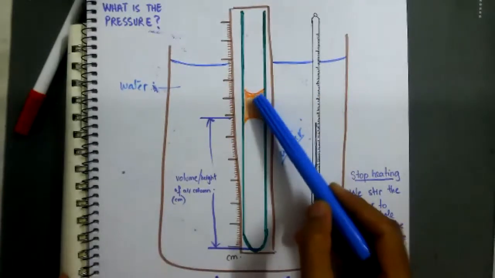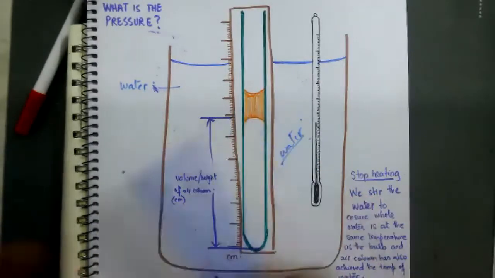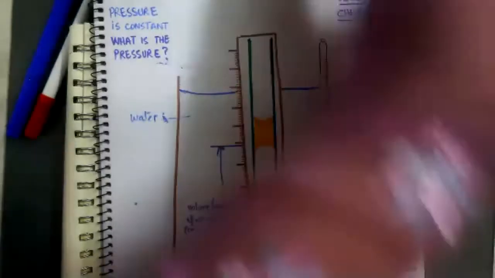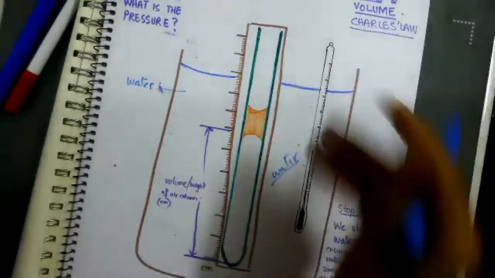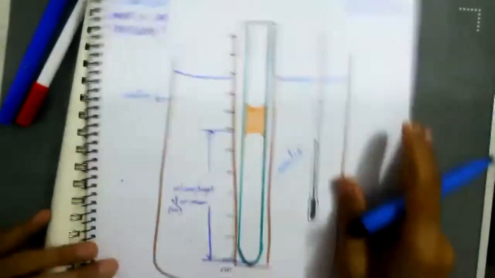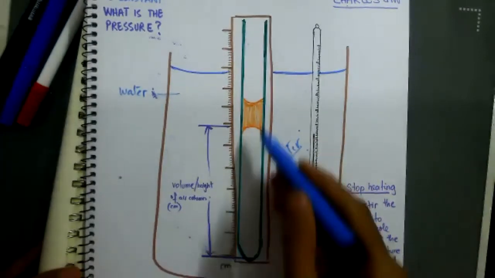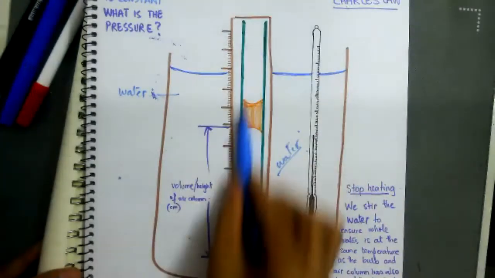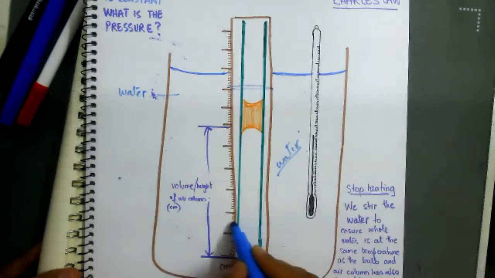And this is a drop or a few drops of sulfuric acid. Is it sulfuric acid, right? Yeah, this is sulfuric acid, and this is the column of air that we are studying. And this capillary tube is held against a ruler with the help of a rubber band.